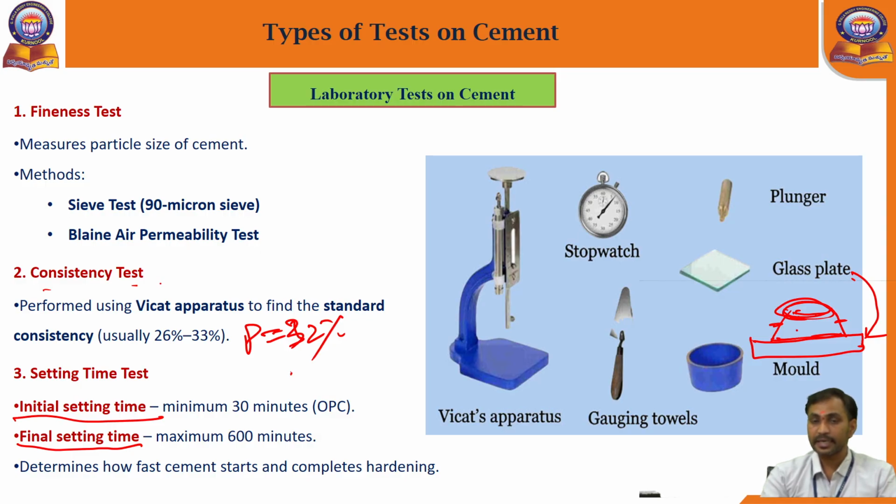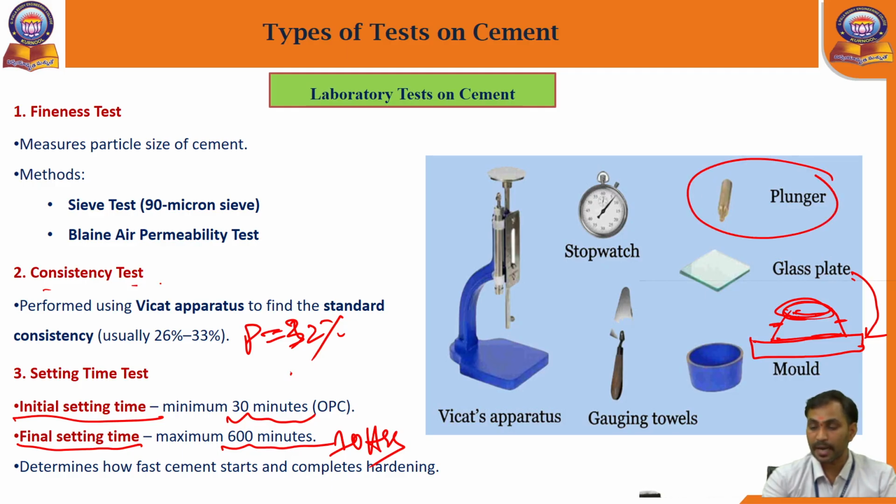Later, if you are going to conduct the initial setting time, you have to wait a minimum of 30 minutes. For the final setting time, you have to wait 600 minutes, which is 10 hours. Now you have prepared the cement paste and kept it in the mold. Slowly take this mold to the Vicat apparatus, but don't use the plunger.